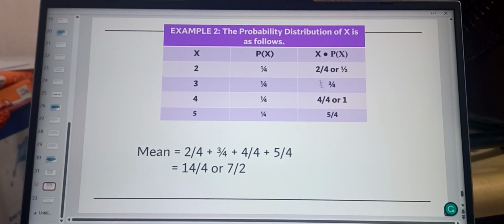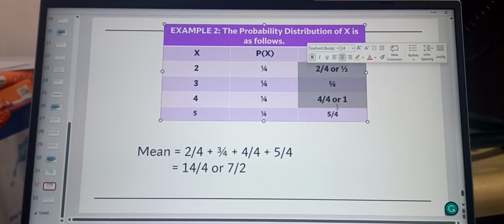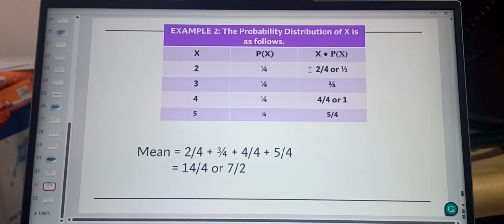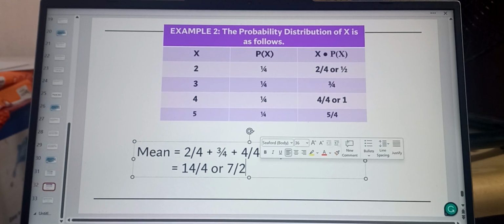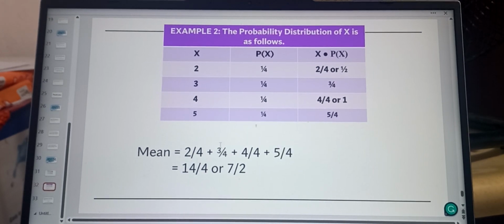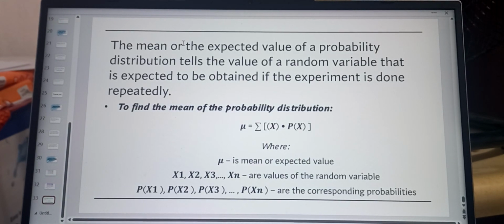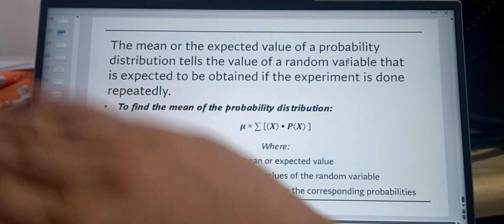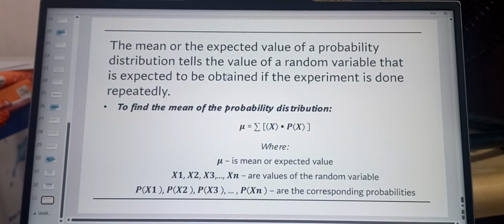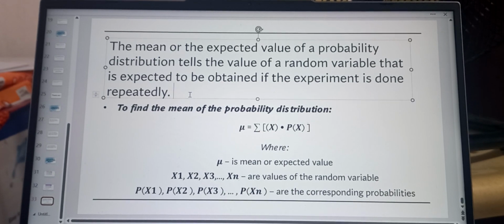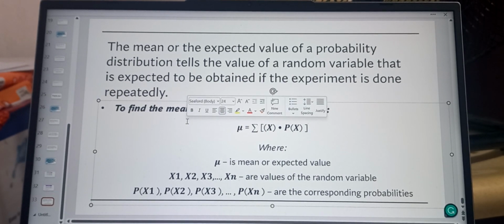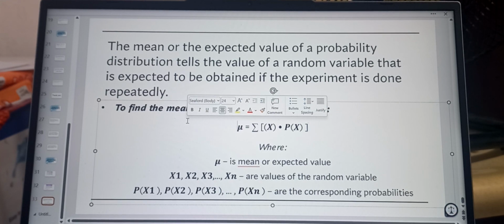Again, para tayo kumuha ng mean, just multiply the first column to the second column and then put your answer on the third column. Okay? And then after nun, i-add nyo lahat ng product na yan and then your answer on the sum or the total, that is the value of our mean. Okay? Now, from those examples, we can say that the mean or the expected value of a probability distribution tells the value of a random variable. Diba, kita nyo yung first column, yun po yung random variable that is expected to be obtained if the experiment is done repeatedly.